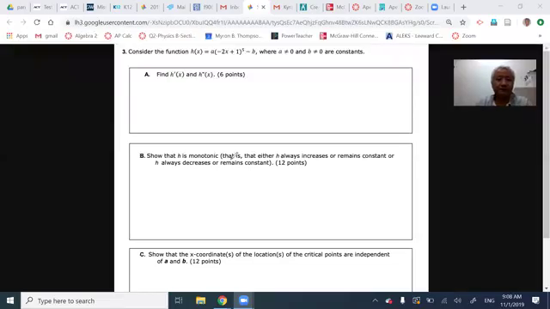Okay, let's look at number 3. Consider the function h(x) equals a times (negative 2x plus 1) to the 5th power minus b, where a is not equal to 0 and b is not equal to 0 are constants. A, b are constants, okay? So first thing first, they would like to ask you to find the h derivative.